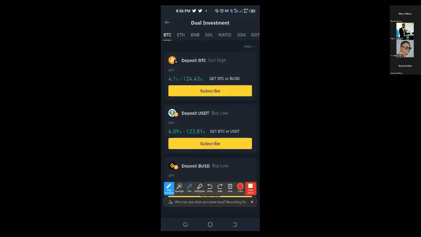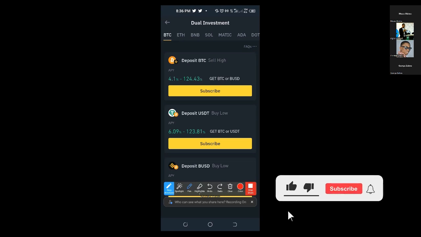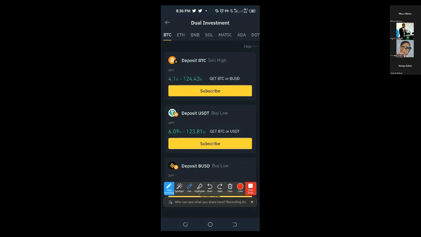When you want to sell high, you need to have either BTC, BNB, Ethereum, Solana, Matic, and the rest. That is what you need to have first. So you deposit your crypto asset, which is a non-stable coin, like BNB, BTC, and the rest. That is selling high.